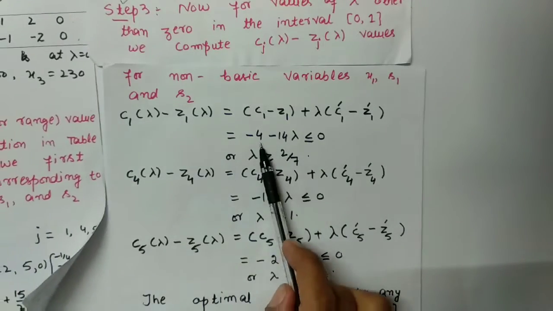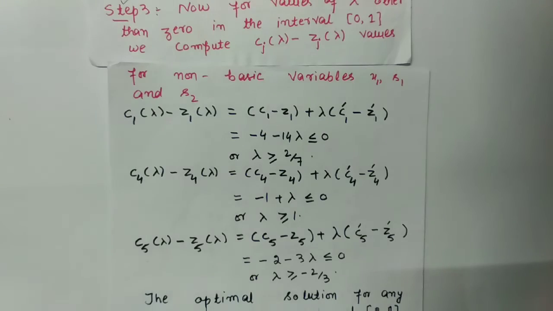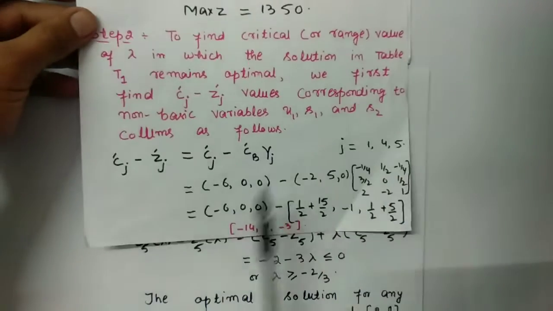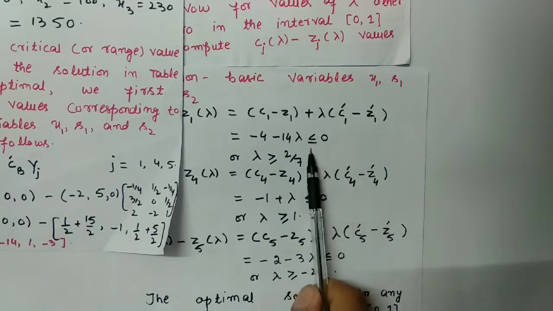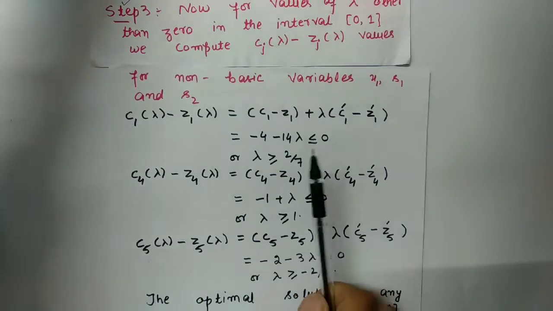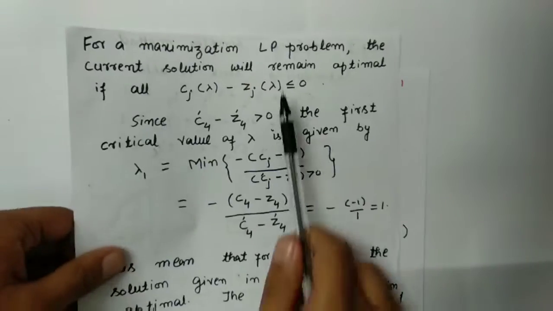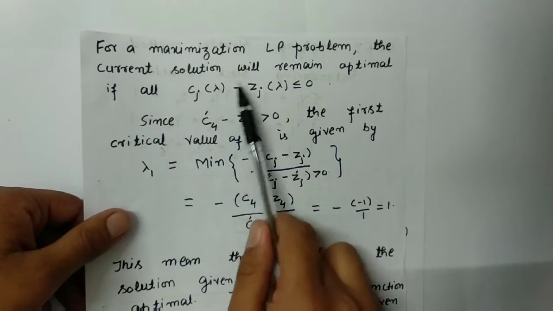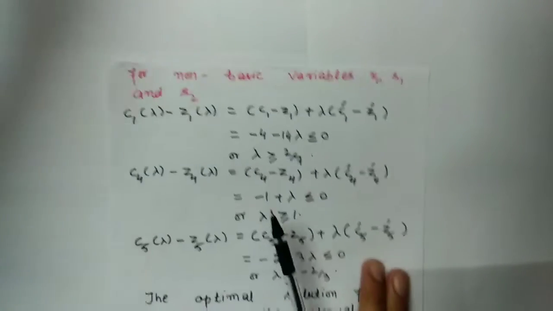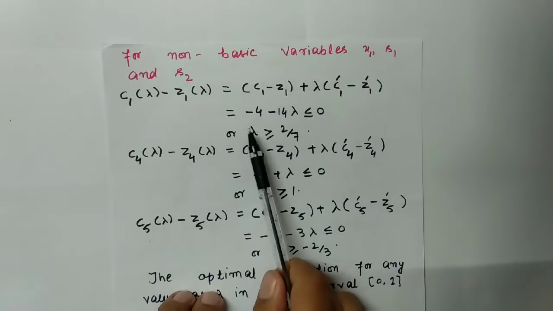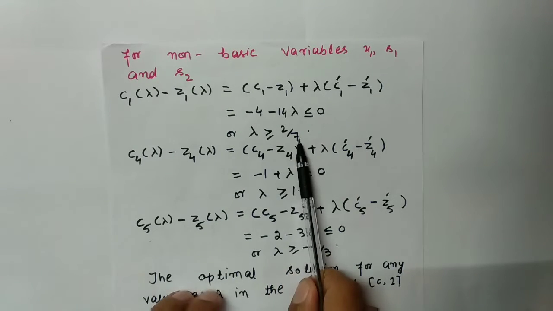So I had written here minus 4. Then C dash 1 minus Z dash 1 from here is minus 14. So I had written here minus 14. This should be less than or equal to 0, as I had already told you that the solution will remain optimal if Cj lambda minus Zj lambda is less than or equal to 0. And after simplifying this, I will get lambda greater than or equal to 2 by 7.